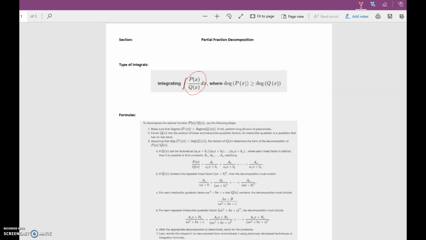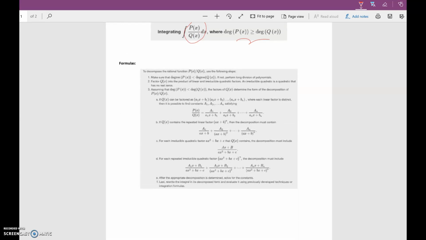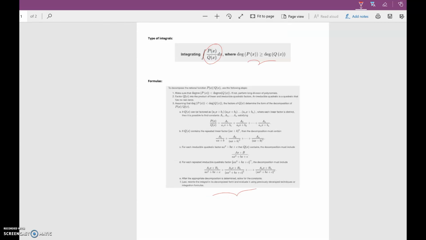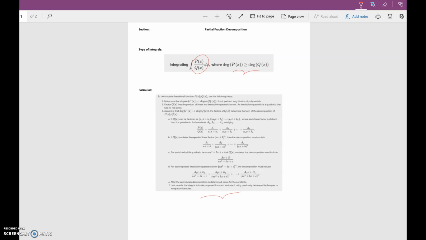And here, this portion is actually important. You want to make sure that the degree of p of x is greater than or equal to the degree of q of x. And for messy fractions, in order to evaluate the integrals, we're going to take a look at these formulas and see which ones actually apply. Some of these problems, though, are extremely long, so we would be using technology like the TI-83 to solve systems of equations that show up as we find the constants.